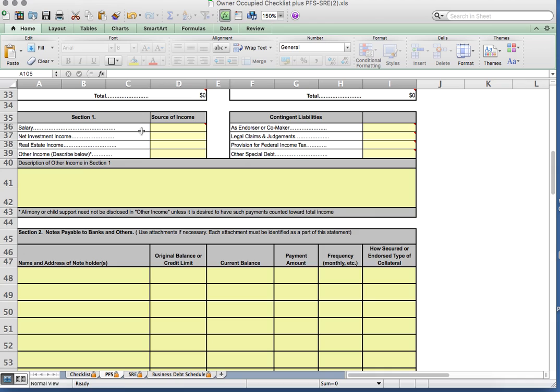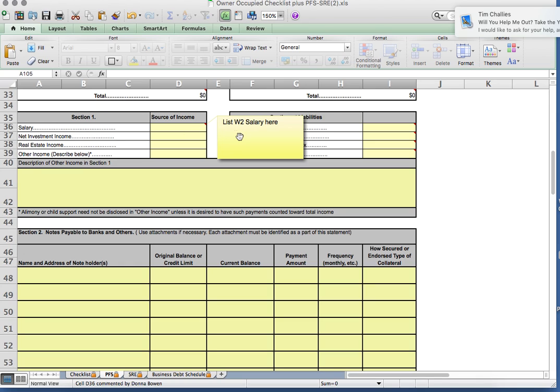Section 1 over here gives us, what do you make per year on your W-2 from your 1040 statement? Do you have any net investment income that you can certainly find on your tax return, or maybe new properties? Is there any real estate income that we need to know about, or any other income that you might have? So any income on an annual basis we want to know in this section. Make sure it's as accurate as possible, and you would utilize your tax returns for that.